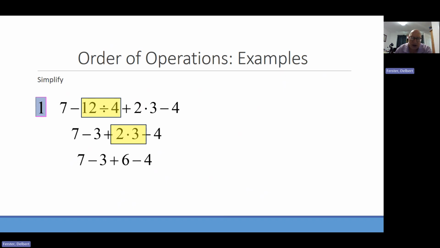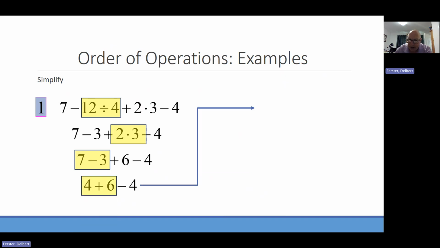And now you're down to just adds and subtracts, again, in order from left to right. So 7 minus 3 is first. That'll get you 4. Then we'll get to add. That'll get you 10. And then last but not least, we'll do 10 minus 4. The answer to our first example looks like 6. So again, be careful. Just because you're used to PEMDAS and my dear Aunt Sally, don't fall into the trap. You may, in fact, have to divide before you multiply. You may, in fact, have to subtract before you add.